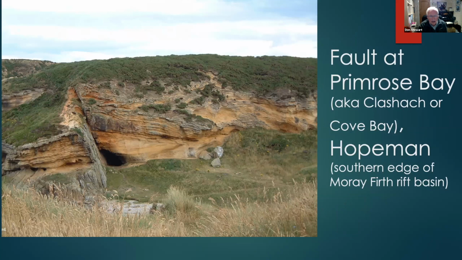Coming younger again, quite a well-known picture to many of you, I'm sure. We're now in the Permo-Triassic of Moray, and on the Moray coast, we have several faults running parallel with the Firth, and the Moray Firth is a rift basin. And this is one of the major on-land faults that's very, very evident, running, as I say, east-west, not on the coast. This is in Clashach Cove, or we used to know it as Primrose Bay when I was a boy in Elgin.